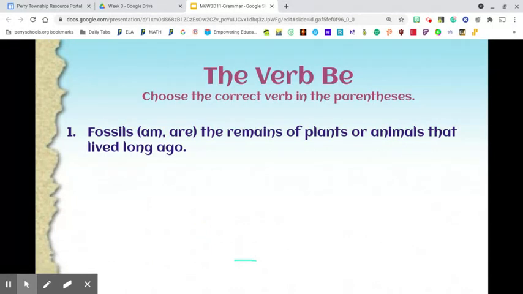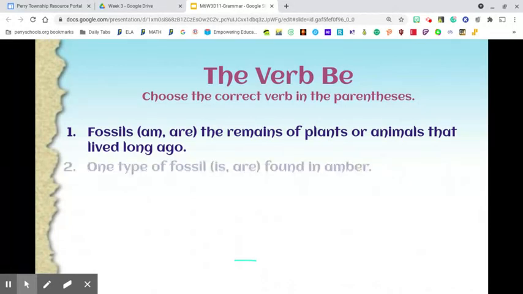All right, so let's practice some of these together. We are going to choose the verb in the parentheses. So, fossils am or are the remains of plants or animals that lived long ago. So, this is going to be are. Fossils are the remains of plants or animals that lived long ago. So, fossils would be in the present tense. It's telling us about something right now. So we're going to use are.